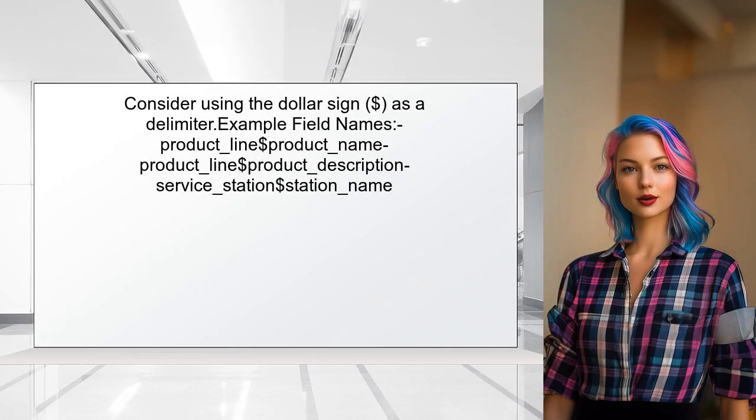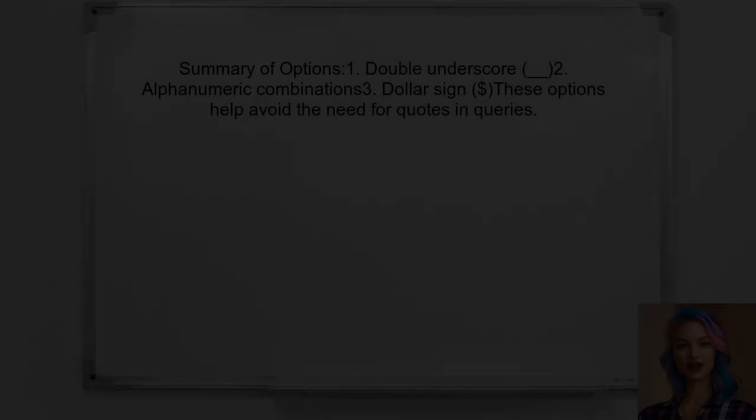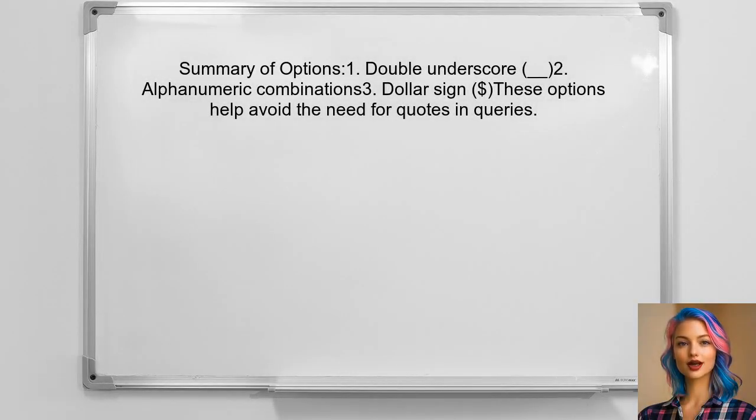If the user is open to using a single character that is not alphanumeric, they might consider using the $ sign. This character is valid in PostgreSQL object names and does not require quotes. In summary, while the underscore is commonly used, the user can explore options like double underscores, alphanumeric combinations, or the $ sign to create unique field names without needing quotes.